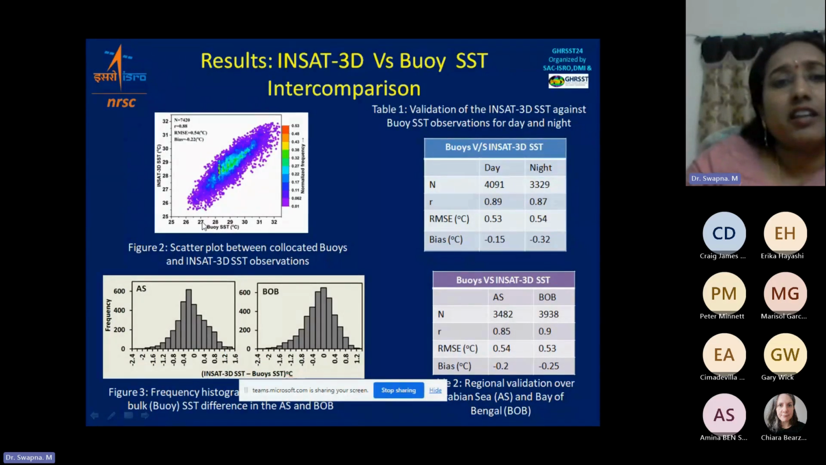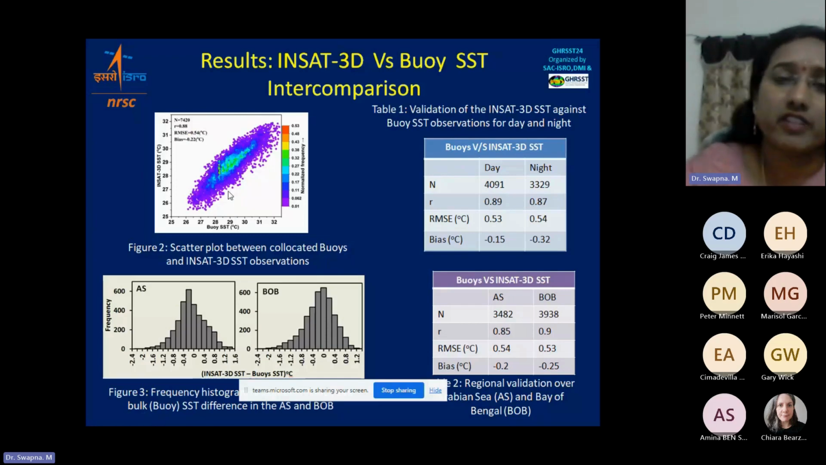Actually, why I have considered this study is that the previous version of data was giving high errors in terms of RMSE and biases, and the correlation was also much lower compared to this version of data. We have done that work, and the detailed analysis is published in our journal paper, Swapna et al. 2022, in Progress in Oceanography.